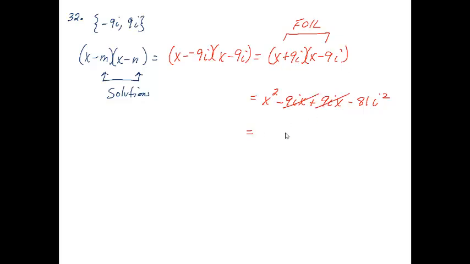Middle terms go away, and you have x squared minus 81 times negative 1, which is x squared plus 81. Good. Alright, this concludes the video for 11.2. As always, let me know if you have any questions.